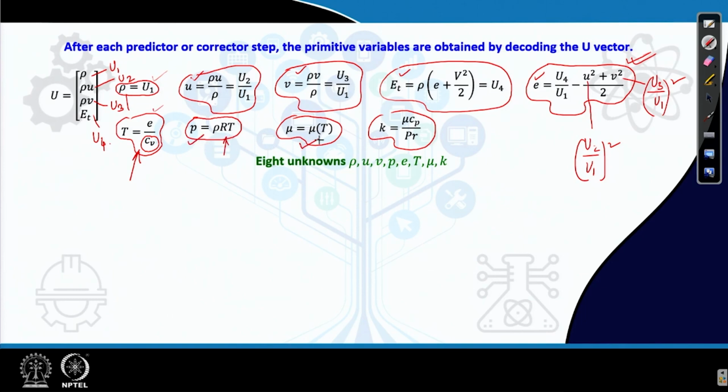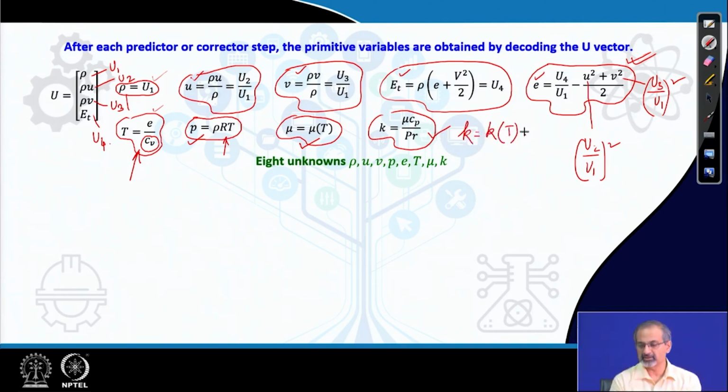Once you get temperature, you can work out mu from the Sutherland's law, and from the Prandtl number equation you can work out the value of thermal conductivity, which will come out to be a function of temperature. So, that way each of these 8 unknowns can be updated at every predictor or corrector step, which needs to be done carefully.